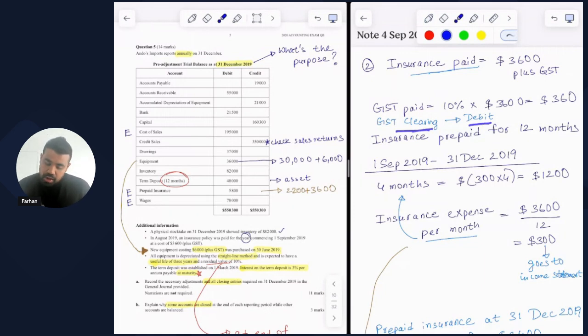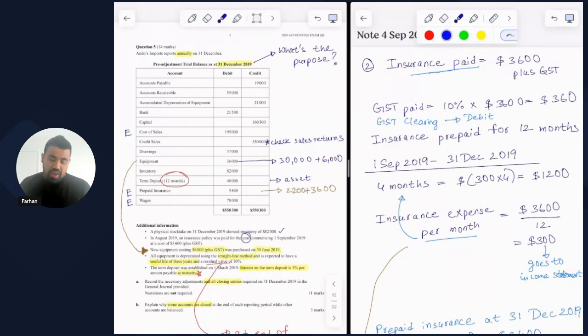Now, this insurance has been prepaid for 12 months. So how do we know it's 12 months? The question explicitly mentions the insurance policy was paid for the entire year, and that year commences 1 September 2019. So the 12 months that this insurance is valid for starts 1 September 2019 and ends 31 August 2020. So that's how we get this 12 months.